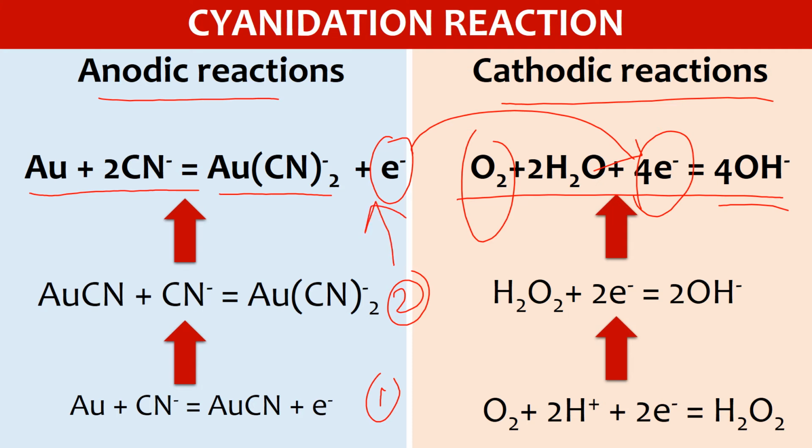For example, also on this side, some scholars propose that on the cathodic side, you first of all produce hydrogen peroxide, and then the hydrogen peroxide reacts with the electrons, and then you form the hydroxide ion, and then these two reactions will form the basis of the cathodic reaction.